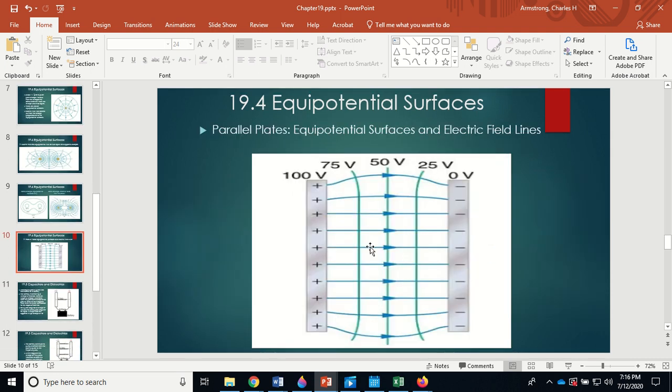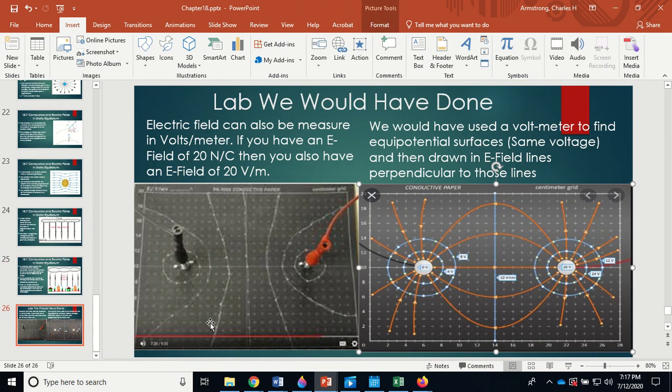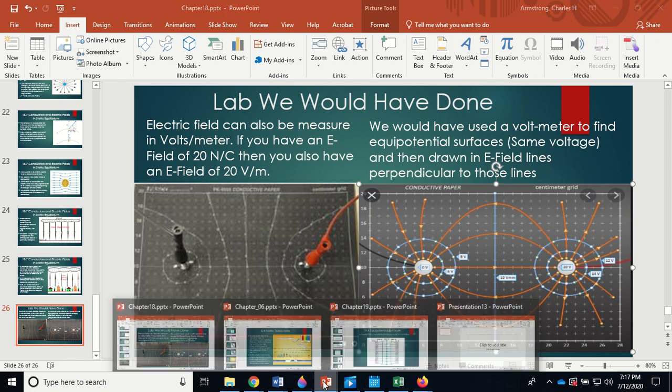Now this is the important one, because this is what the capacitor is built on. This is like a capacitor. We're not calling it a capacitor yet. Parallel plates. So you would have done this in the lab also. Instead of the circles drawn in, you would have these two squares drawn in. And then you would have gone through and measured all the voltages.